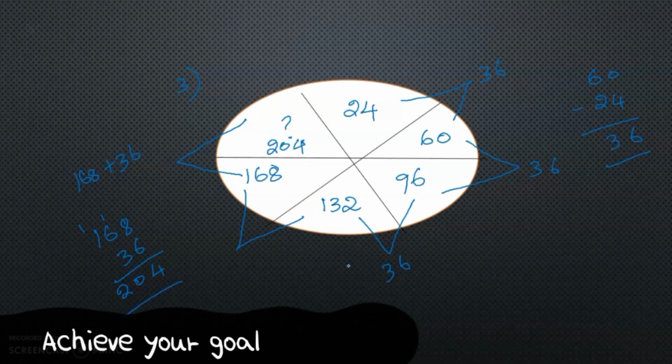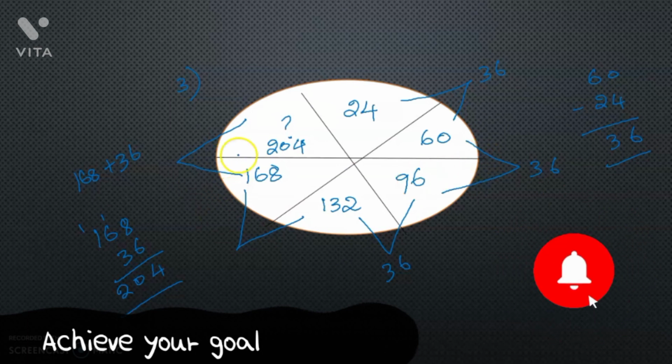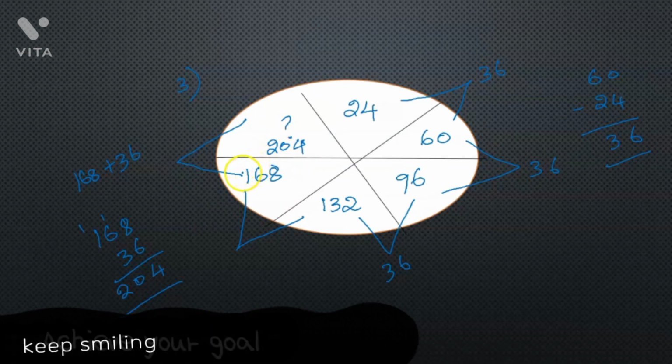So as I already said, first of all you have to see what is the gap between the two numbers. After finding the gap, you have to conclude whether it is addition or subtraction, multiplication or division. So here when we found the gap, it is nothing but just the addition of 36 with each and every number. So 168 plus 36, this gives 204. So this is the answer for sum number 3.